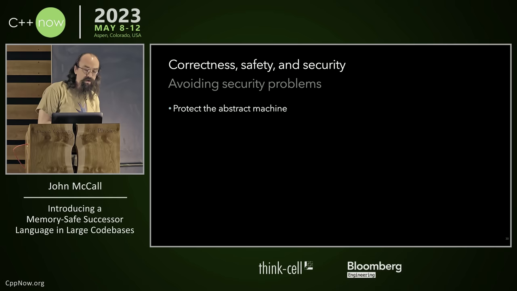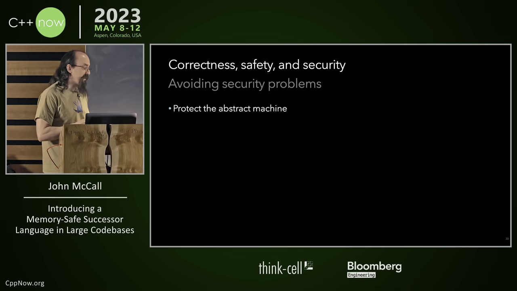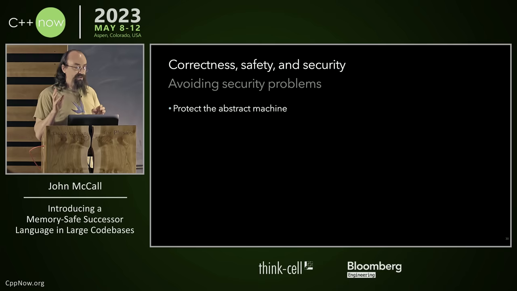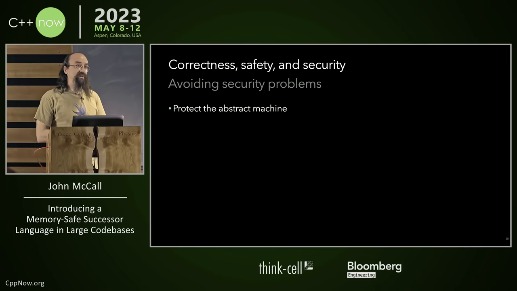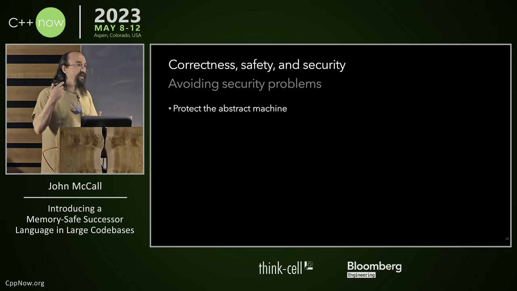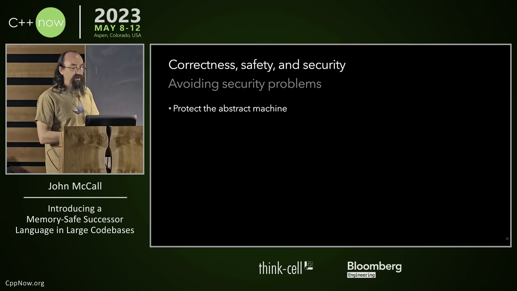So how does a programming language help you avoid security problems? And of course, Sean's talk earlier this morning was great on this. The way I want to talk about it is about protecting the abstract machine. A programming language runs theoretically in a kind of abstract machine. It has rules that keep the program doing what it claims to be doing. And the most important thing about avoiding security problems is protecting that.